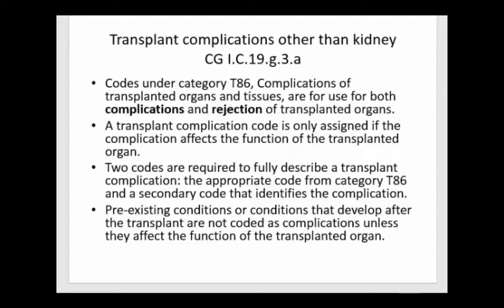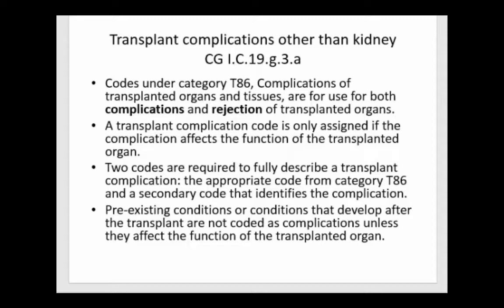There's also transplant complications other than the kidney. They break out the guidelines to separate the kidney transplant versus other transplants. T86 is for complications of transplanted organs and tissues, and those include complications and rejection. You only assign a transplant complication code if the complication affects the function of the transplanted organ.